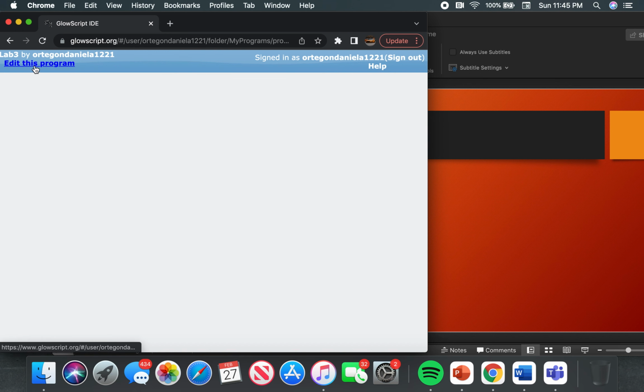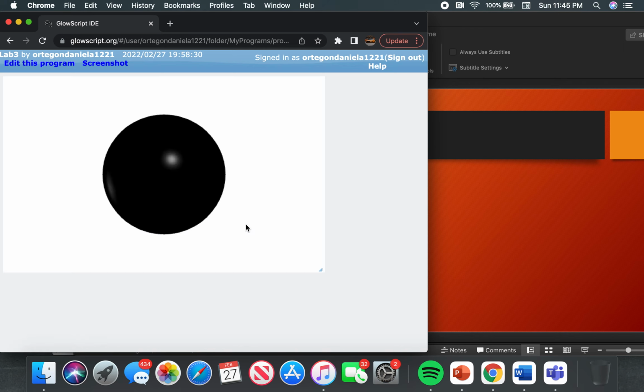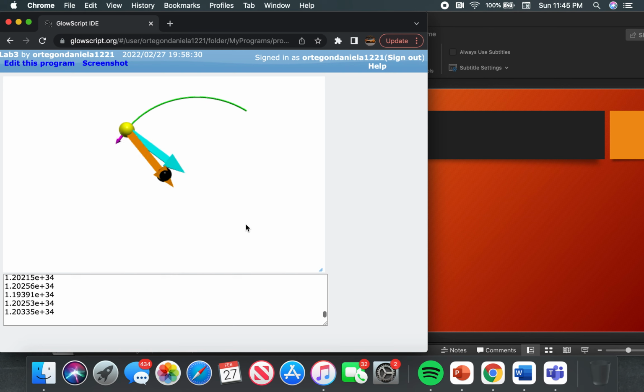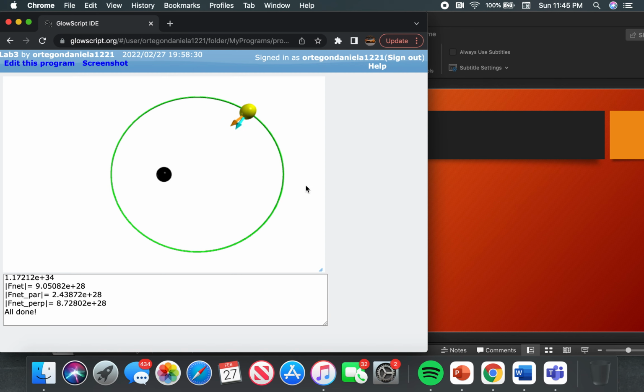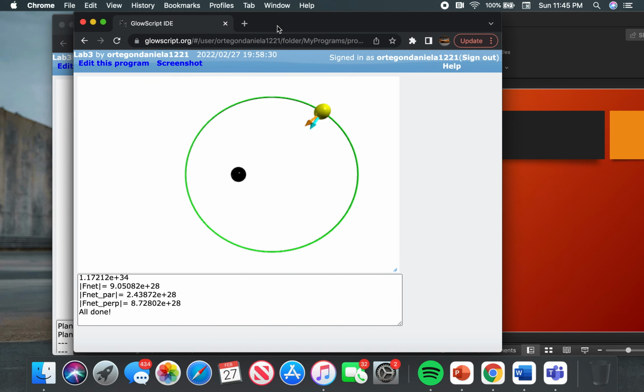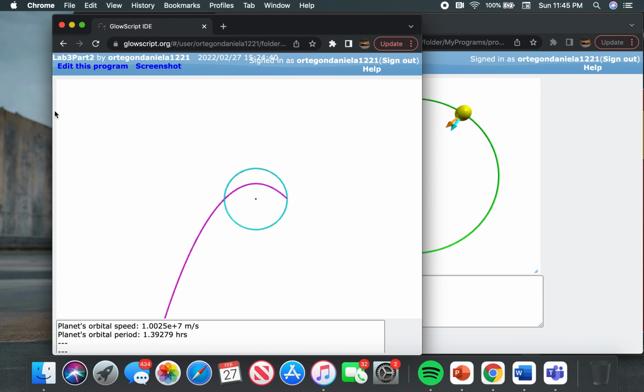When we run this code, it will show us the different forces and the F net, which is going to be that purple one, and the perpendicular and the parallel. And in part 2 of the lab, I entered in the mass that we had gathered, so it was going to be 1.2 times 10 to the 34th, which I got from part 1, and I ended up using trial and error to get the ship speed.